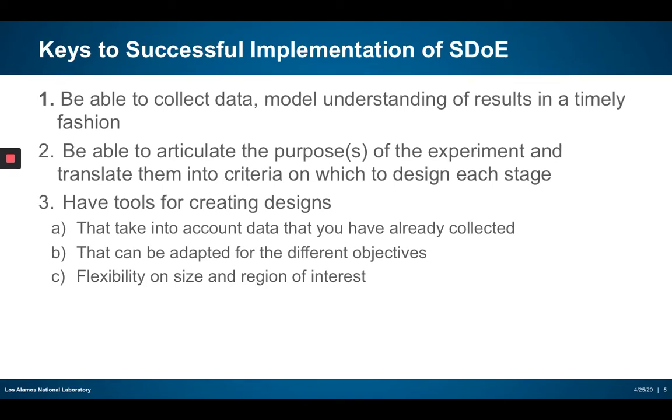And then the third one is where the FOQUS module actually is helpful. We're going to provide those tools for creating those designs that take into account data that we've already collected. We call that historical data. We can adapt it to different objectives, and then we have flexibility on the number of runs that you want to collect and also the region of interest. So we have tools to help with the third one, but the first two are key for the experimenter to bring to the process.